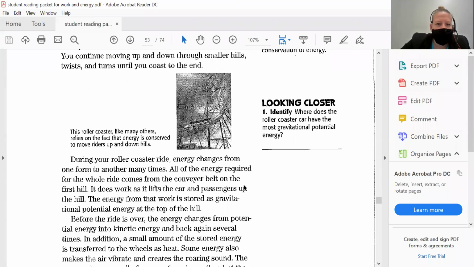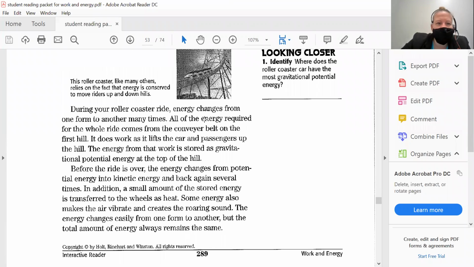Okay? During the roller coaster ride, energy changes from one form to another many times. All of the energy required for the whole ride comes from the conveyor belts on the first hill. It does work as it lifts the car and passengers up the hill. The energy from that work is stored as gravitational potential energy at the top of the hill. Before the ride is over, the energy changes from potential energy into kinetic energy and back again several times.